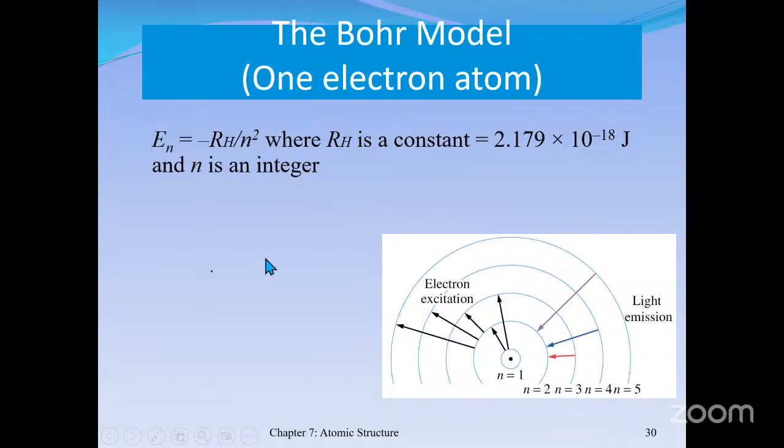Another thing that Bohr came to the conclusion about is that in order for an electron to transition from one orbit to the other, it must acquire energy that allows it to be promoted from, let's say, a lower orbit like n equal 1 to a higher orbit n equal 2.